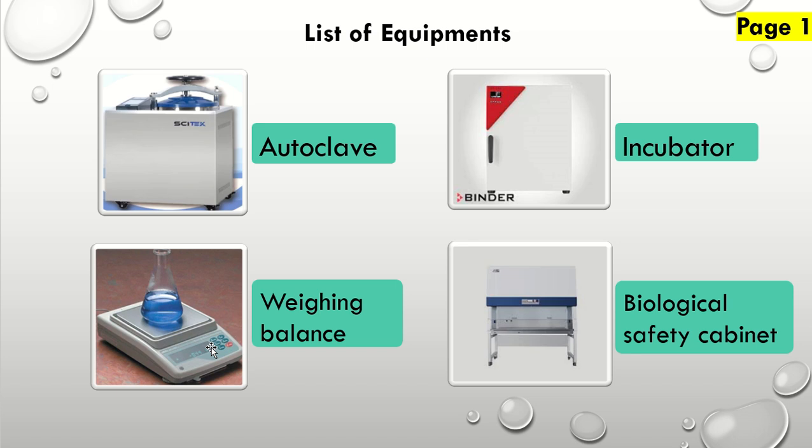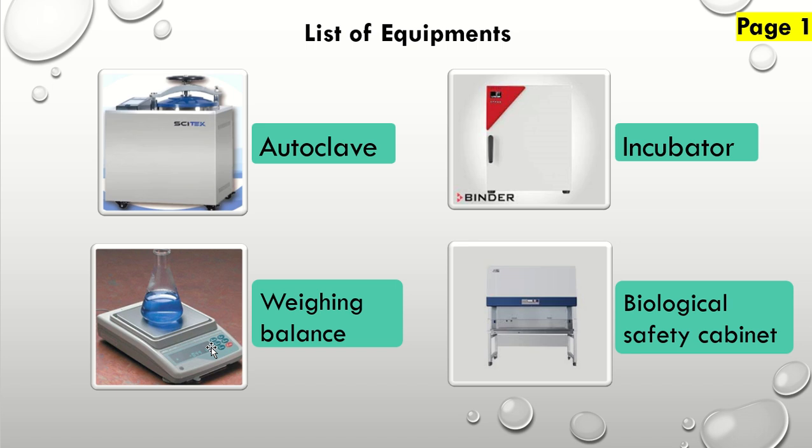This one is the basic requirements. Second is the incubator. Incubators that we normally use for the incubations, for the cultivation of bacteria. Third one is the weighing balance that is normally used for weighing of our samples, weighing of our powder media. We use this weighing balance and the biological safety cabinets.